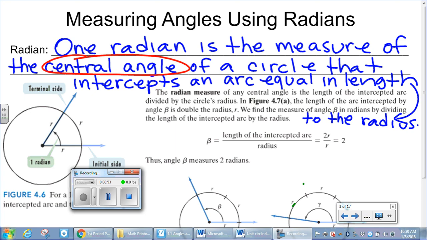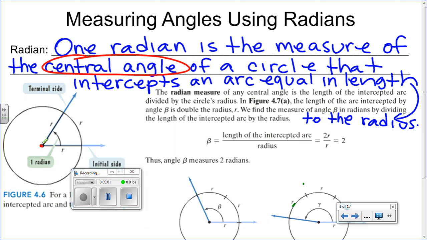It says that the radian is the measure of the central angle. Central angle, if you have taken geometry, or you're taking it concurrently, I don't think you are there yet, because it's second semester when you study circles. A central angle is an angle whose vertex is at the center of the circle. That's why we call it central angle. And that's a central angle right there.